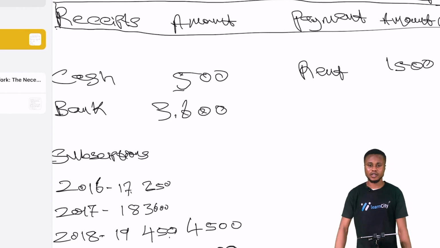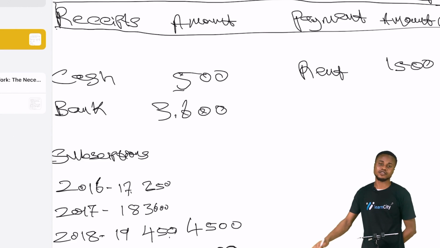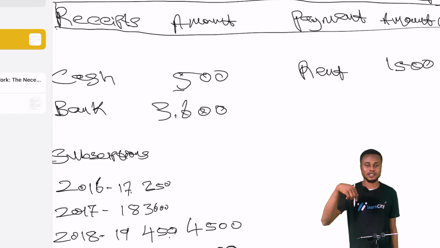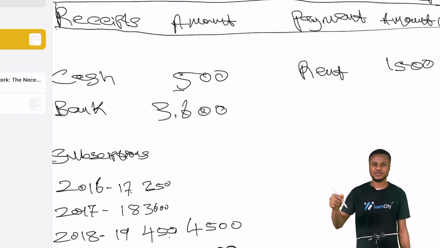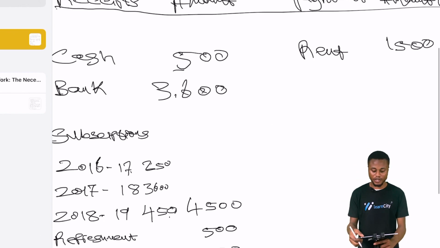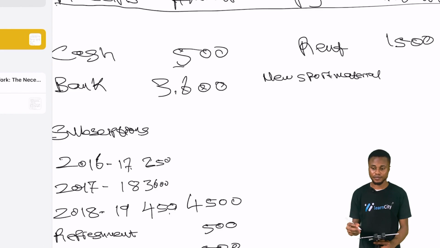When I was talking earlier, I was talking about the sports material that was sold, right? Here now is the reversal of that one. The sports materials that were purchased, they just purchased this one, they are still new. This one will be on the credit hand side. So I'm going to write it as new sports materials, and it is 2,400.